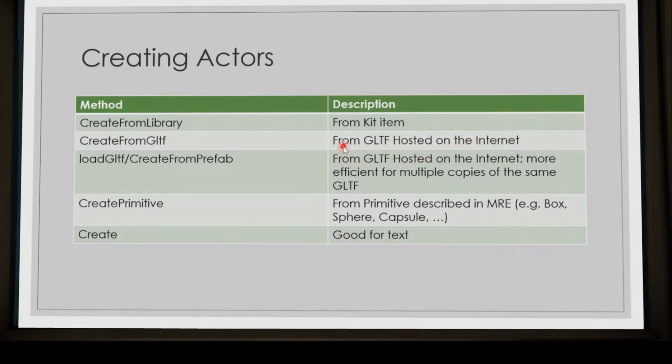One of the nice things though is that AltSpace provides you a way to host them on its site itself. So even if you don't have your own web server, if you have a GLTF, you can go into the model section there, upload the GLTF, and then get the link to use in create from GLTF. The next one here is load GLTF and create from prefab, that combination. It's very similar to create from GLTF, the previous one. In fact, if you look at the documentation for create from GLTF, you see it in a row.